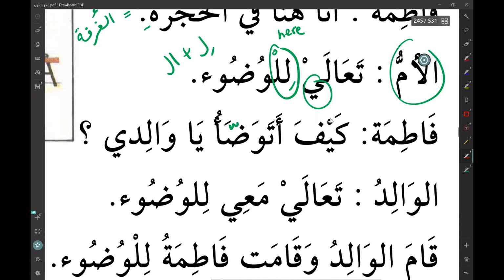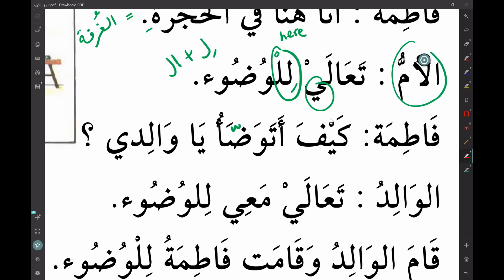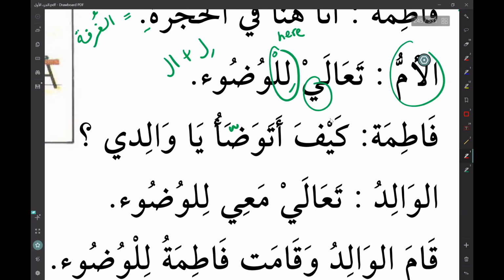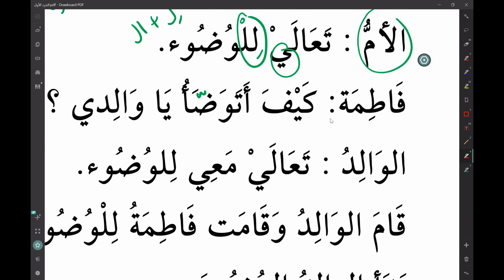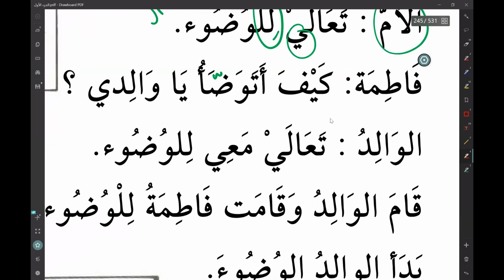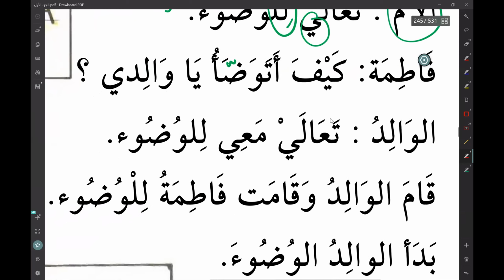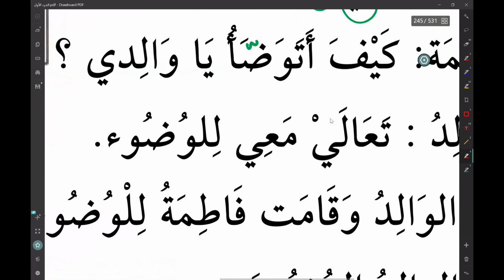So now she's saying, Fatima, looks like she doesn't know. She's saying, Kaifa atawadda'u ya walidi. How do I perform wudu, oh my father? So she wants to learn it from the father. The father says, Ta'alay ma'i. Okay, come. What is ma'i?